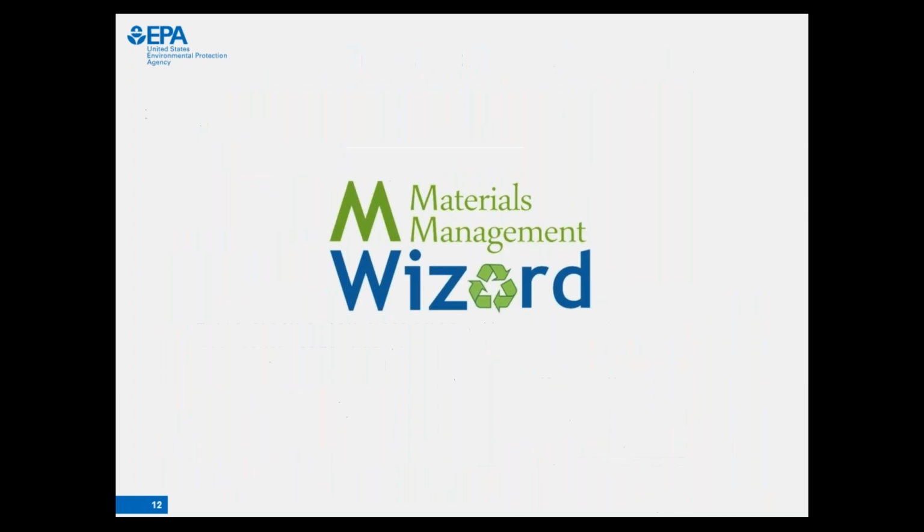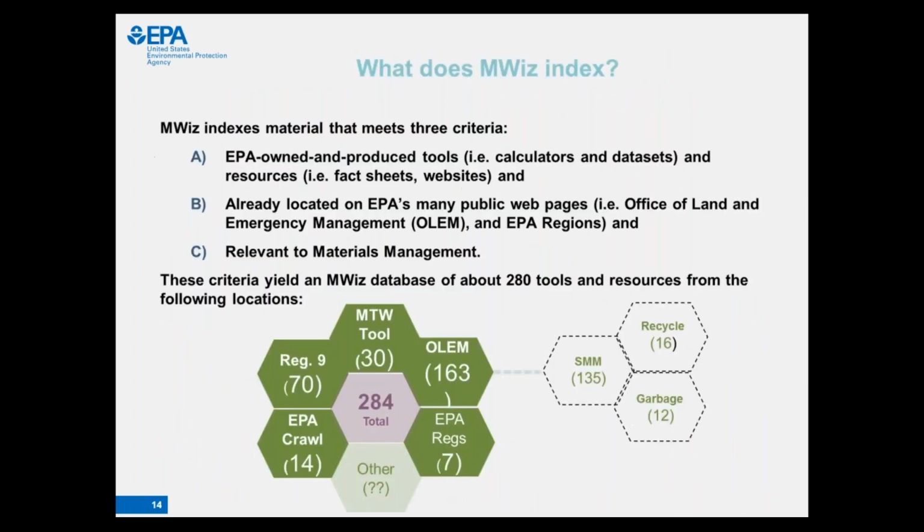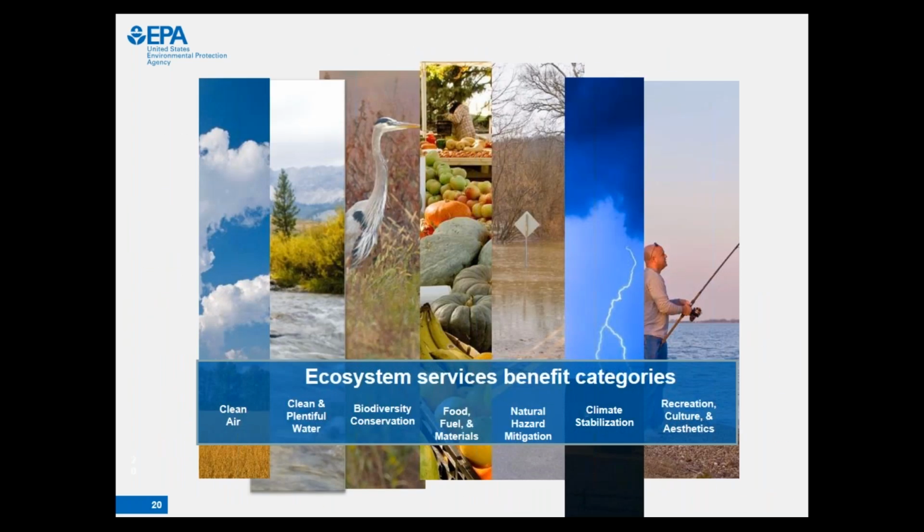Okay, so let me skip the materials. We're on to this one. So these are the categories that we've put together in terms of all of nature's benefits for air, water, biodiversity, food, fuel, natural hazard mitigation, climate stabilization, recreation, culture, and aesthetics.